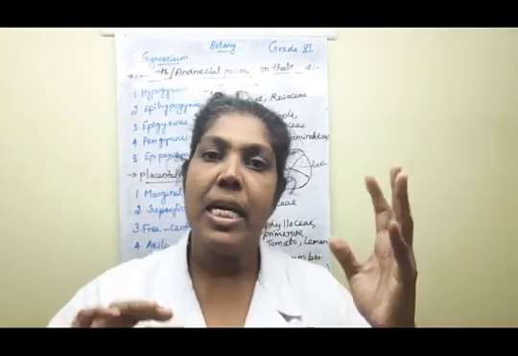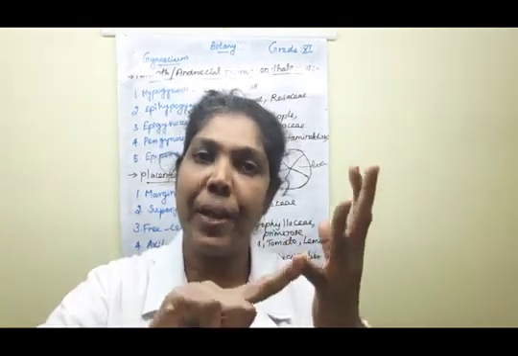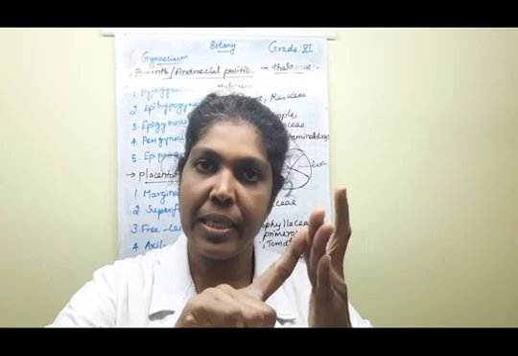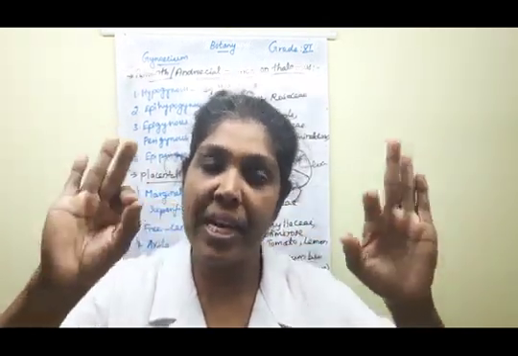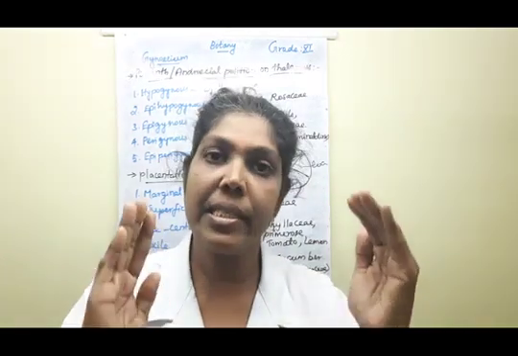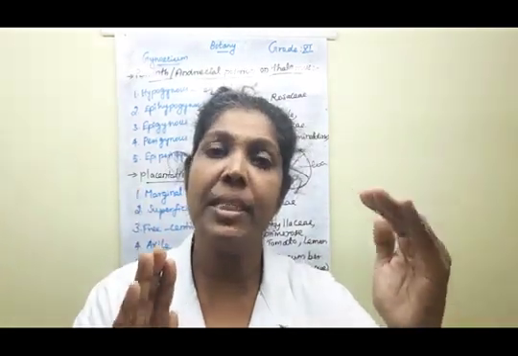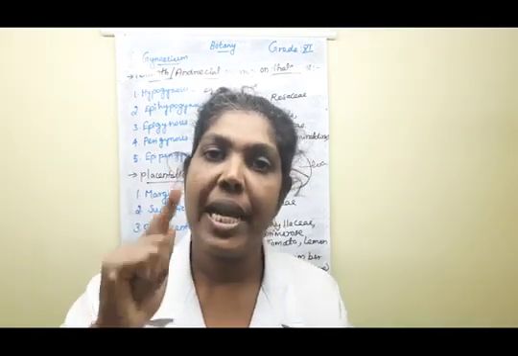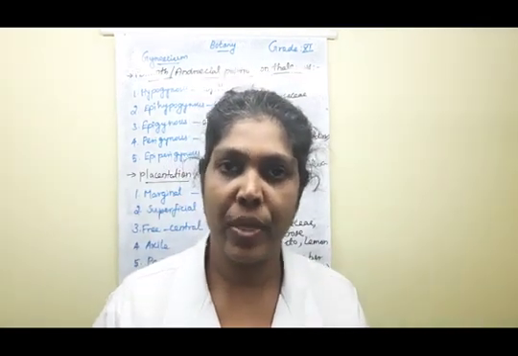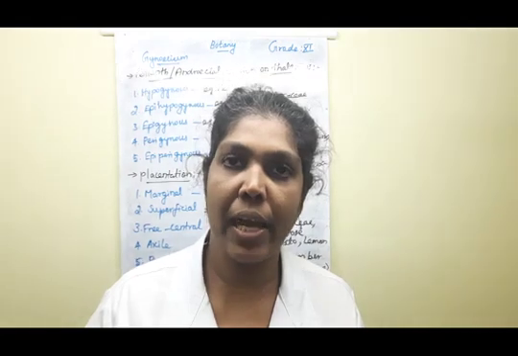Epihypogynous means the sepals, petals, and stamens arise on the half inferior ovary. The flower that has these parts in this position is known as epihypogynous. Are you clear, children? Say yes or no?